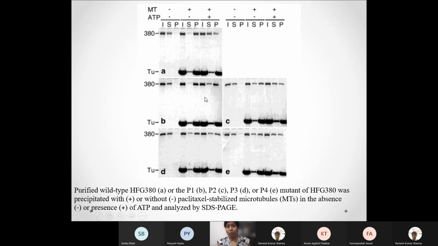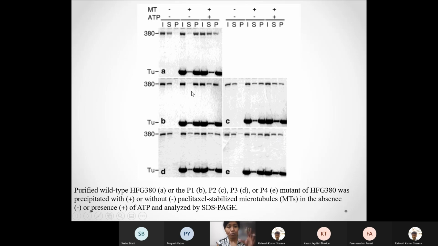If you mutate P1, in the absence of ATP, it's still strongly binding to the microtubules. It's almost all in the pellet. But if you add ATP, you see the situation has not changed compared to this. It's nearly the same. This is P1. P2, you kind of think of it as a ratio. Again, this is very similar to this case, not this case. P3, again, is not as distinct a change as this, neither is it a distinct change like this.